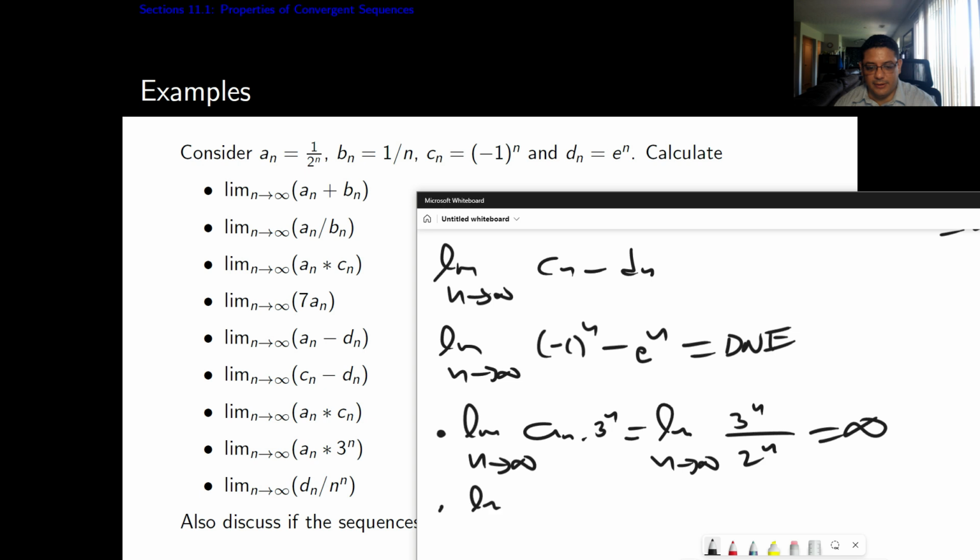Similarly, let's see, d_n is e to the n, but now we're dividing by n to the n. Notice that in this case n to the n grows faster than e to the n, so this limit is going to be 0. And if I have a sequence c_n being e to the n over n to the n, that sequence will also be convergent. Okay? So that's some calculations using the properties of the limit.